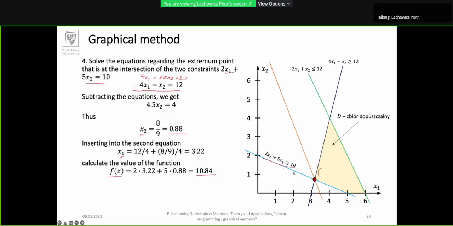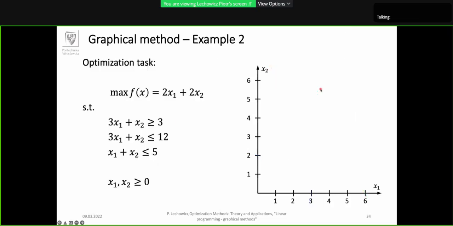So this point is 322, 0.88, and the value at that point is equal to 1084, right? So this is how the graphical method works. So let me show you one more example.